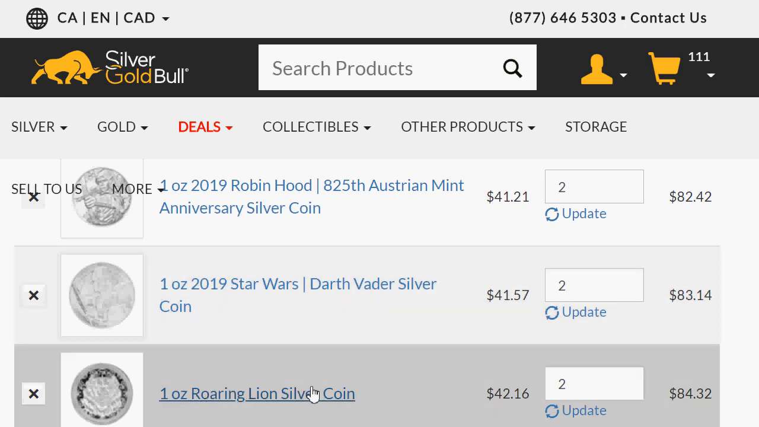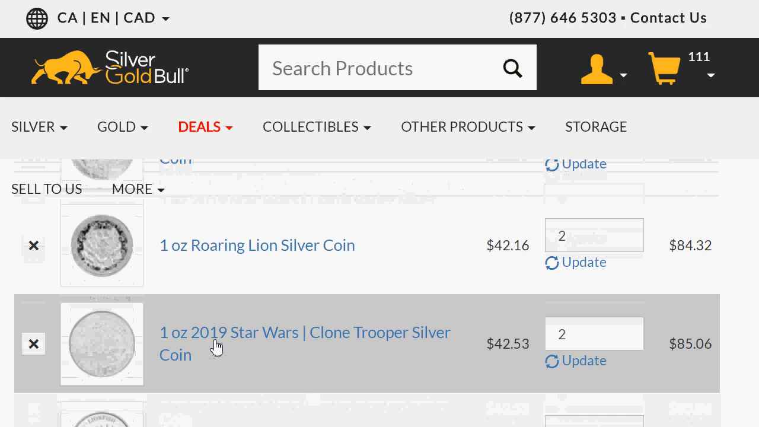1 ounce Roaring Lion silver coin. 1 ounce Star Wars.